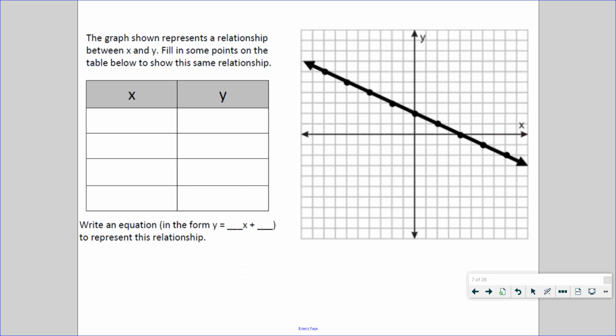So if you understand the word per, it will help you in this activity. The graph shown represents a relationship between x and y. Fill in some points on a graph to show the same relationship.